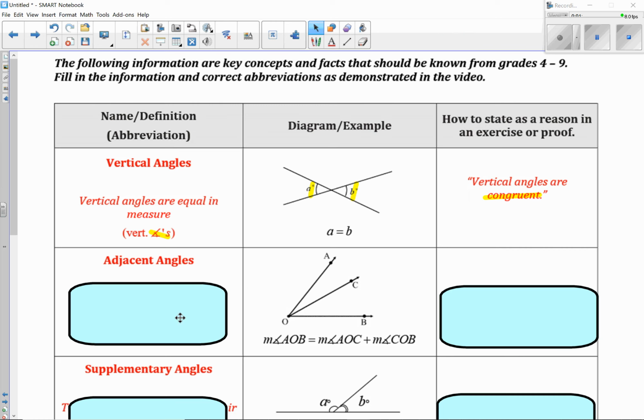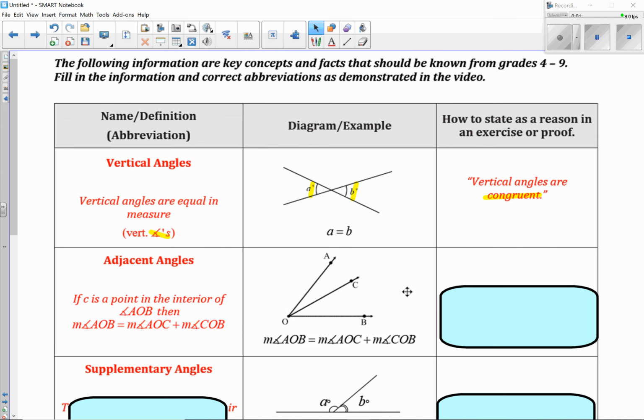Next one would be adjacent angles. Adjacent angles are essentially just two angles that are next to each other. They share a common vertex, and they are sharing the same side. So in this example here, if I can highlight these two, we've got this first angle here, angle AOC, which would be this one here. And then we have a second angle here, angle COB, which would be this angle here.